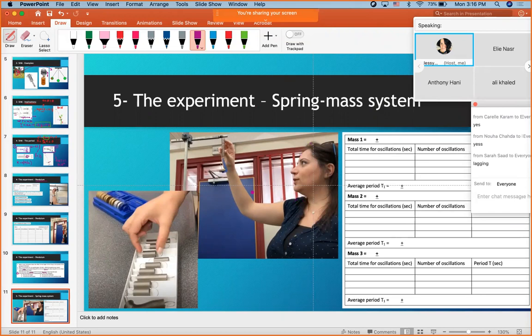All right, so now we're gonna put a vertical spring. You have a box of springs.